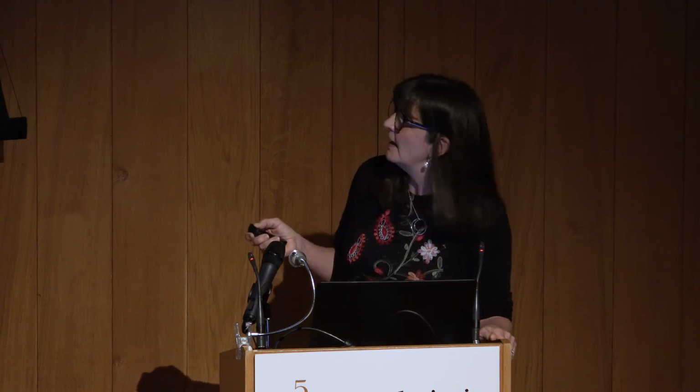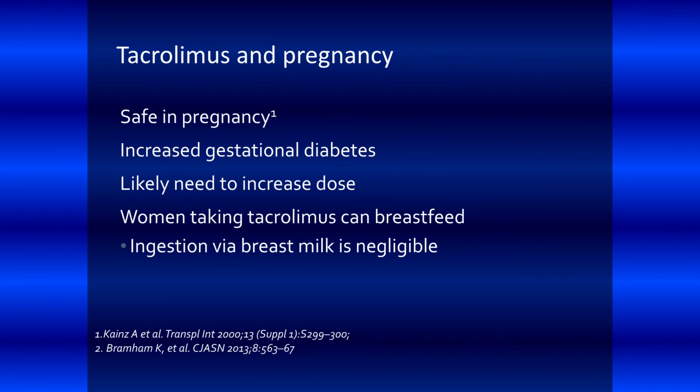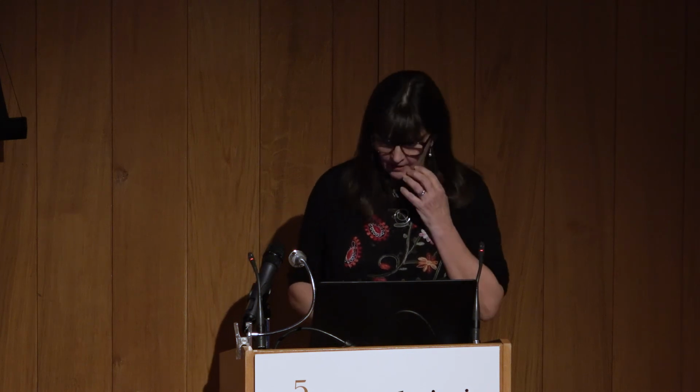Relapse? Actually, this was a pregnancy. So she didn't become nephrotic, but she got pregnant. And this was her first pregnancy here, and then a second pregnancy here. And it's worth just saying this because you're often treating young women. Tacrolimus is a very useful drug in pregnancy. It's safe in pregnancy. You're likely to need to increase the dose, so you need to monitor your levels very carefully. And women taking tacrolimus can breastfeed because the ingestion in breast milk is negligible. So it's a very useful drug for young women of childbearing age.